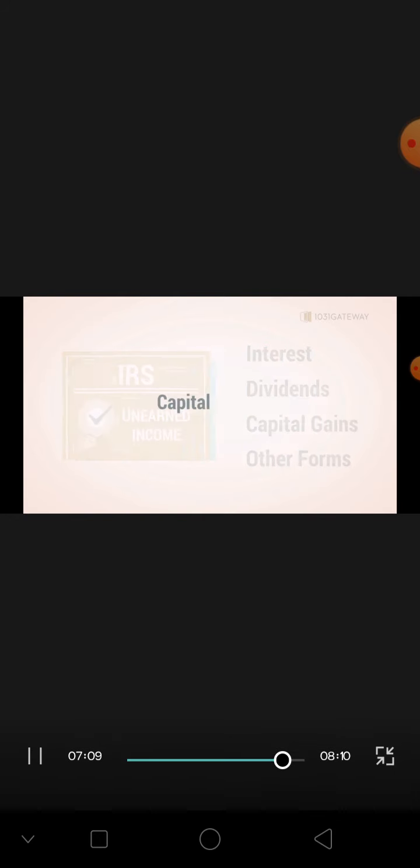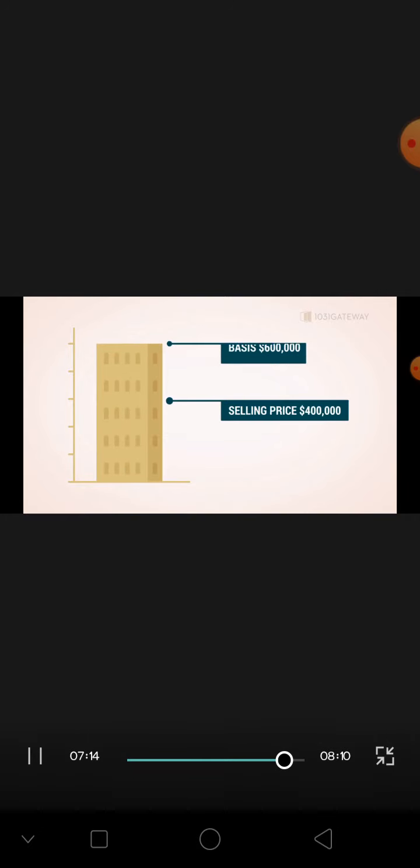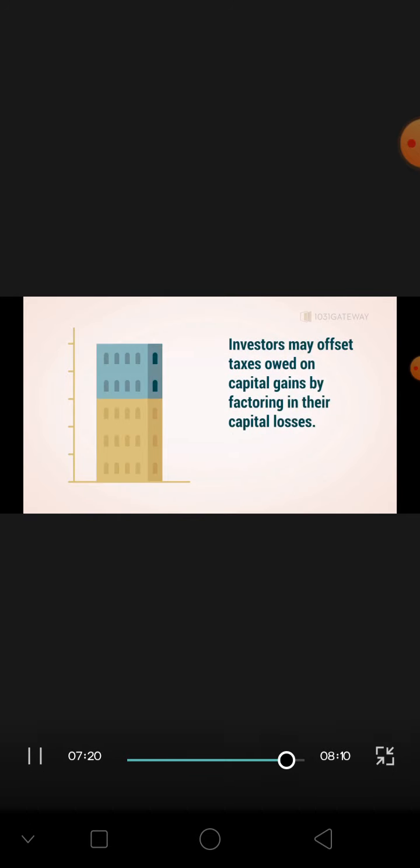Capital losses. Capital losses occur when the value of an investment is less than the original purchase price and are realized when the investment is sold. Investors may offset taxes owed on capital gains by factoring in their capital losses. Net losses of $3,000 or more may also be carried over to the following year, further reducing the investor's tax burden.